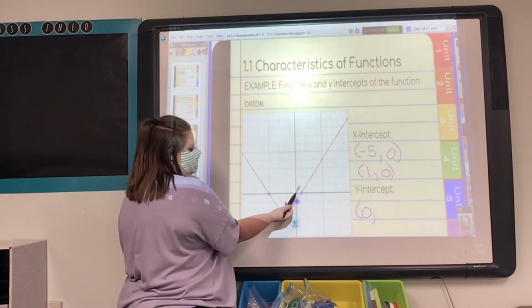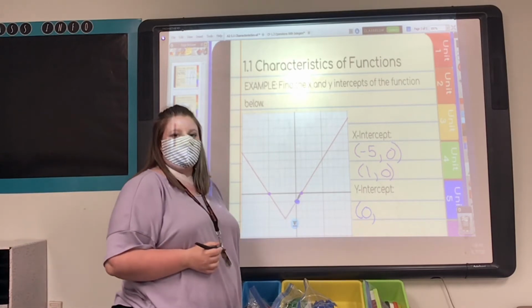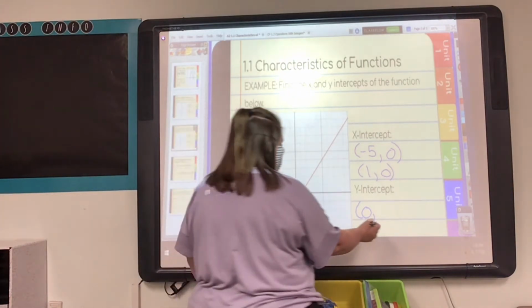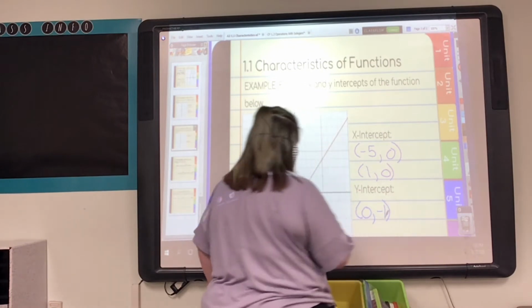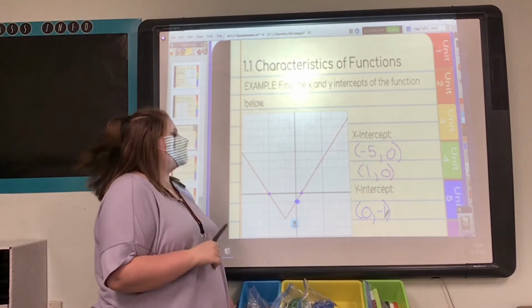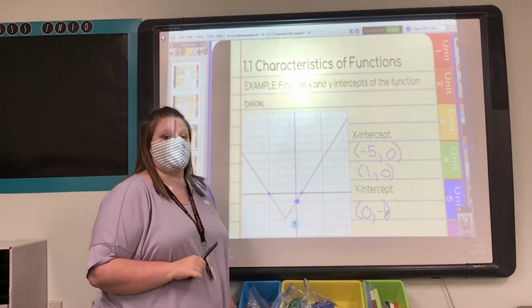So this is the origin. We move down 1 to get to that y-intercept. So the coordinate there is going to be (0, -1). So that is the x and the y-intercept for the graph of this function.